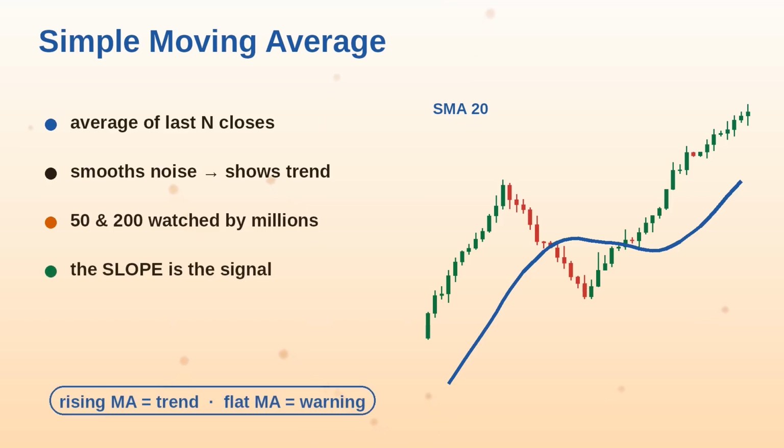And here's the pro detail. The slope of the line matters more than where price sits. A rising average is a trend. A flat one is a warning.